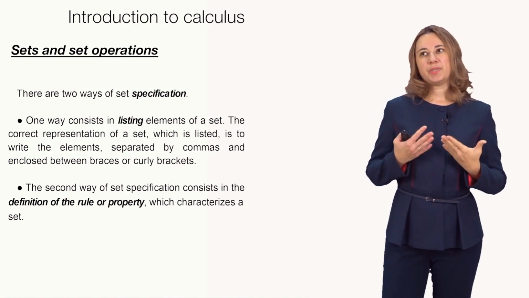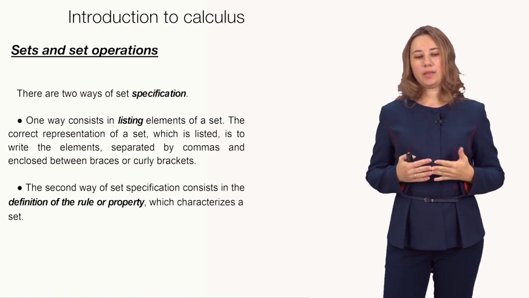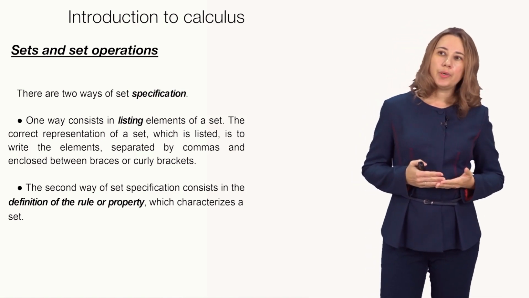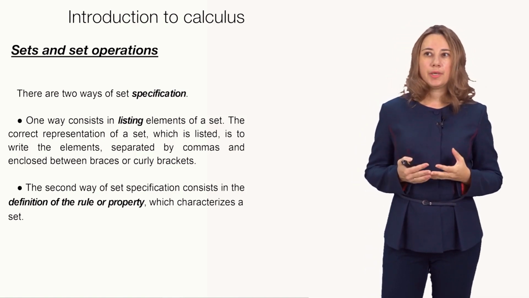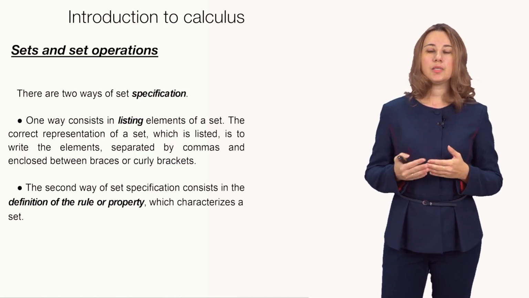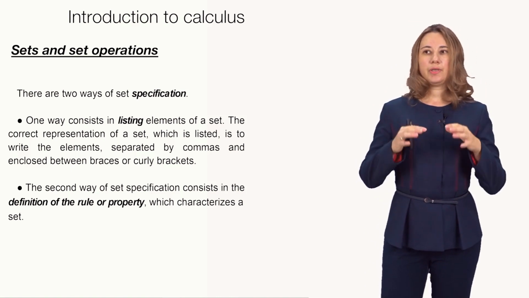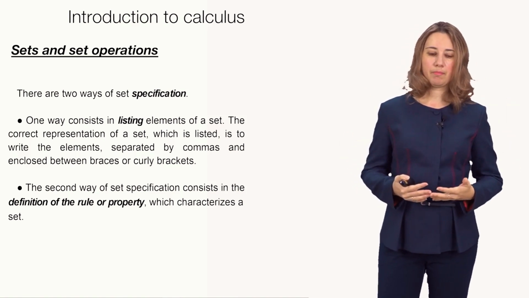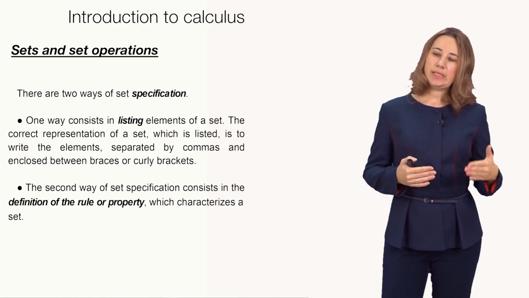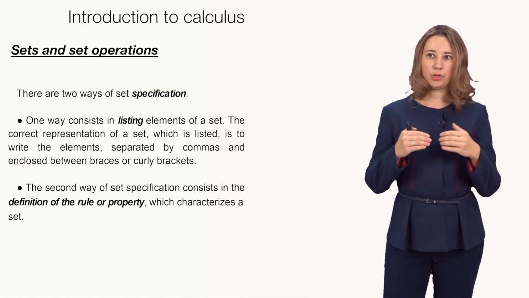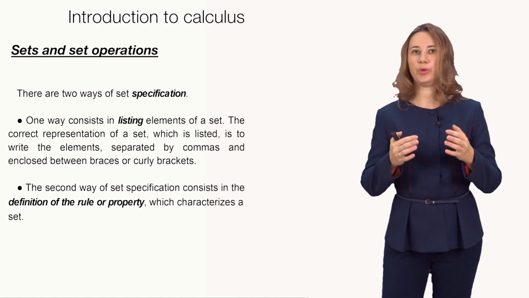How can we specify sets? There are two ways of specification. The first way is to list all elements that are contained in a set. The second way is to define some rule that characterizes a set. By the way, when we list elements, we separate them by commas and enclose them in braces or curly brackets.